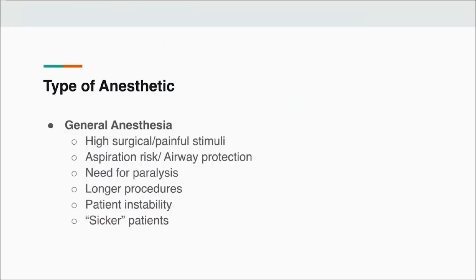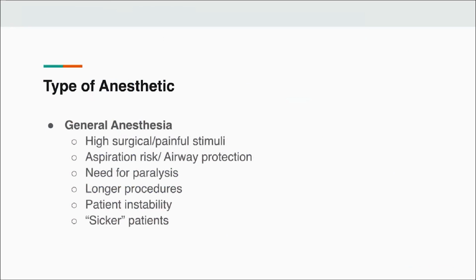If the surgeon needs paralysis for whatever reason, the patient will obviously have a general anesthetic because we will paralyze their respiratory muscles. If the procedure is planned to take a long period of time, it will be more difficult for us to keep a patient comfortable with a deep sedation and protect their airway, so we will err on the side of caution for a longer procedure and use a general anesthetic.